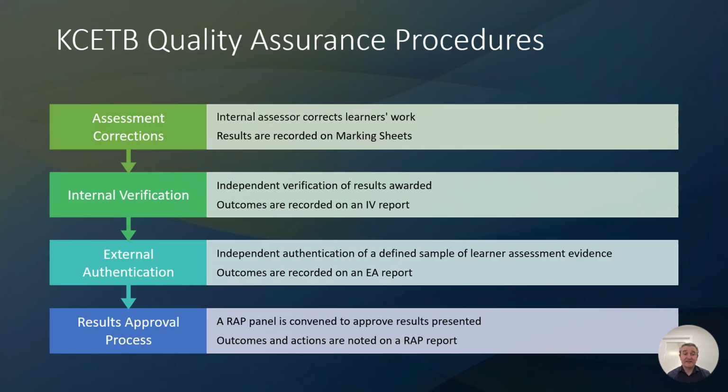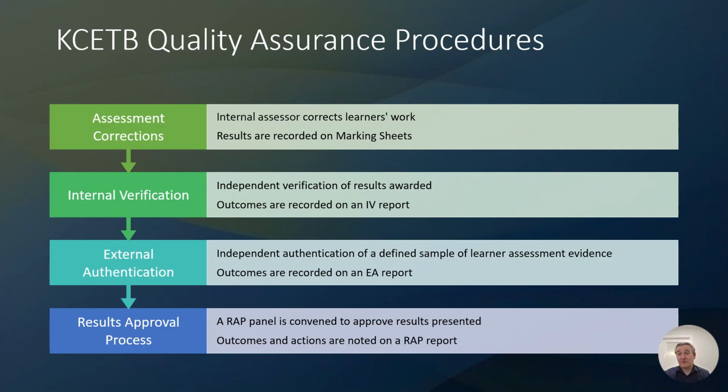Our next step is the external authentication, where an independent authentication of a defined sample of learner evidence is looked at, and the outcomes of these are recorded on an EA report, which you will complete and then send back to us in QA and to the centre. Those EA reports then form part of the results approval process, where a RAP panel is convened to approve the results presented, and the outcomes and actions are noted on a RAP report.